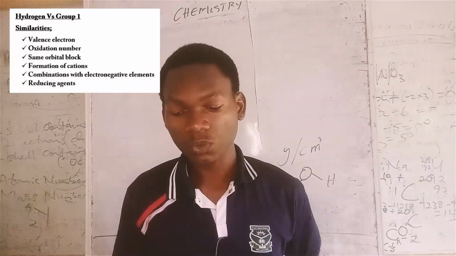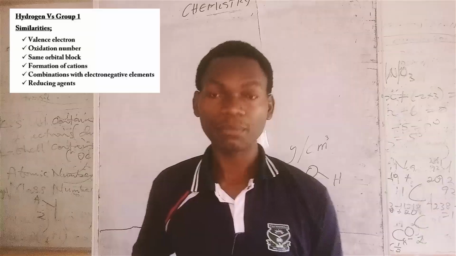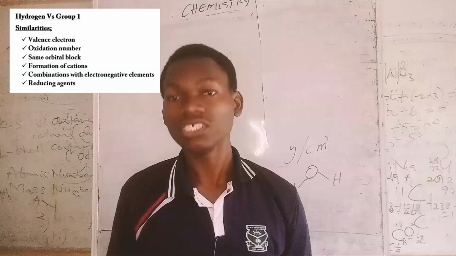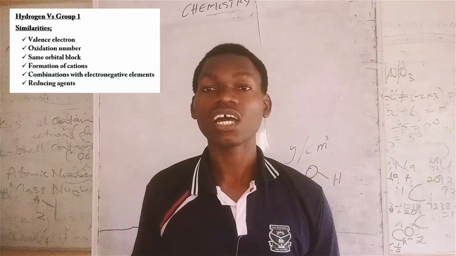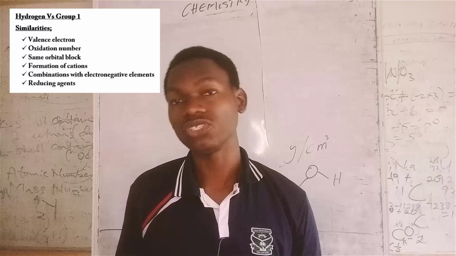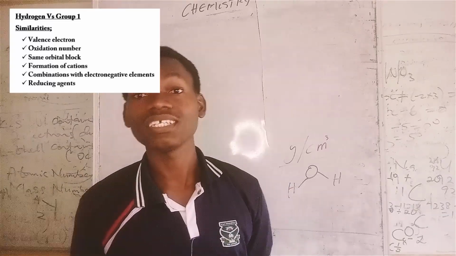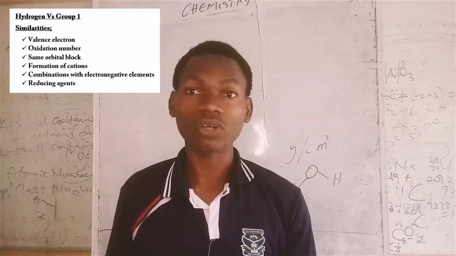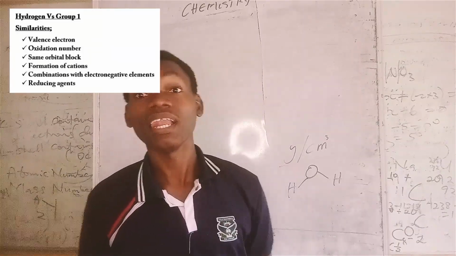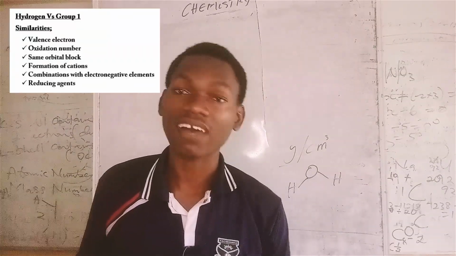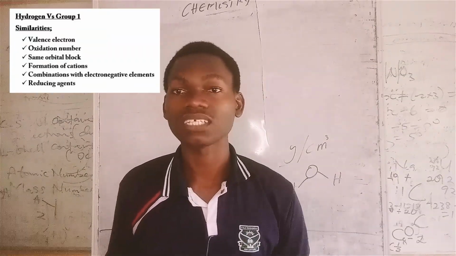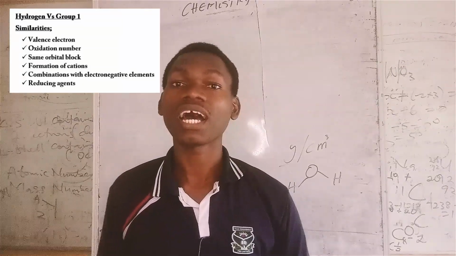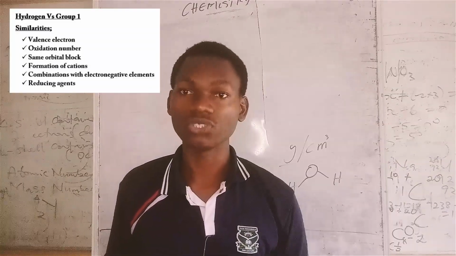The next one, which is the last one. Lastly, the similarity between hydrogen and group 1 elements is that they are all reducing agents, right? Hydrogen is a reducing agent, and all other group 1 elements are reducing agents. What are reducing agents? Reducing agents are those substances or elements that have the ability to transfer or give other elements electrons. So when a substance has the ability to donate electrons, that substance is called a reducing agent. So in summary, both hydrogen and group 1 elements are all reducing agents.